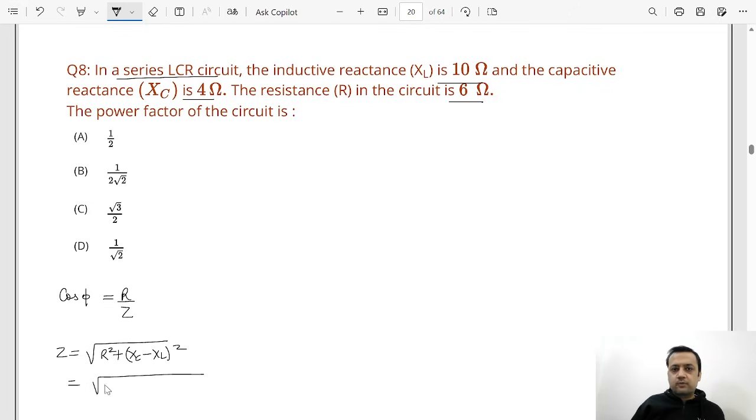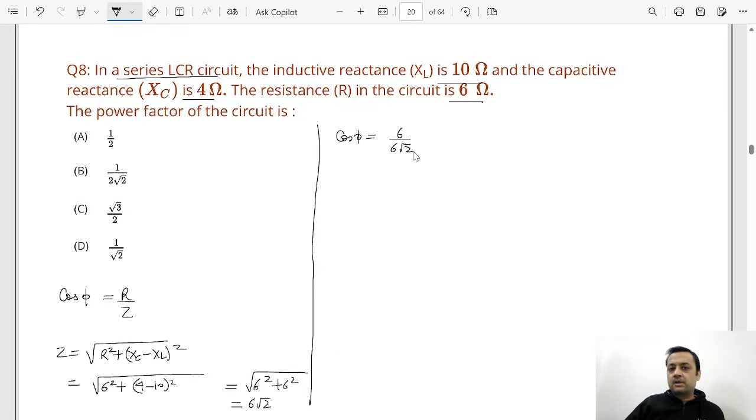R square is 6 square. XC minus XL is 4 minus 10, whole square. That means this will become under root of 6 square plus 6 square, so this becomes 6 root 2. So cos phi will be R by Z. R is 6 and Z is 6 root 2, so cos phi becomes 1 by root 2. Okay, so option D will be the correct answer.